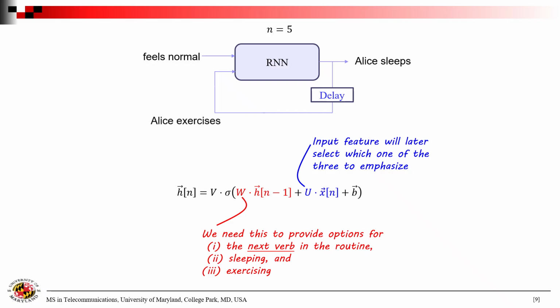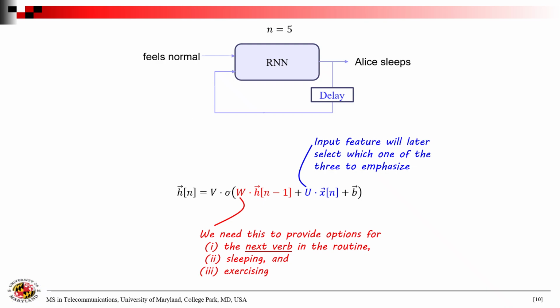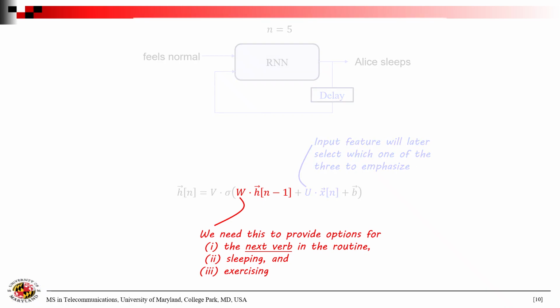Now, the input or driving force feature, which we're going to see a little bit later, is the one that's selected to emphasize which one of the three you're going to be using. Either Alice is following the routine, or Alice is sleeping today because she woke up tired, or Alice is exercising today because she woke up rested and energetic. We're going to see that later. For now, let's focus on W. What W would allow us to keep these three options open for us and only allow the driving force or the feature input to select which one gets activated?